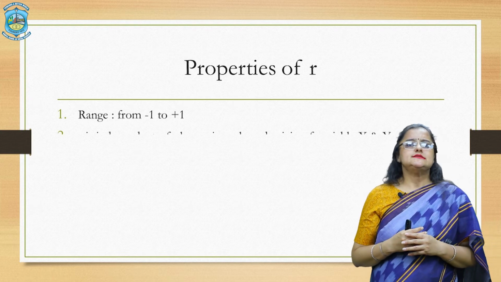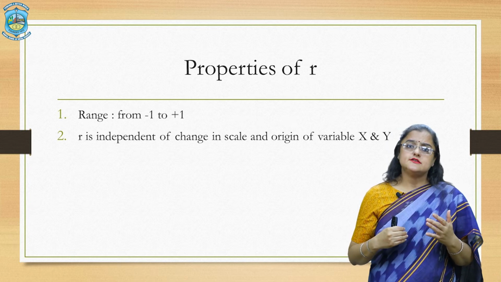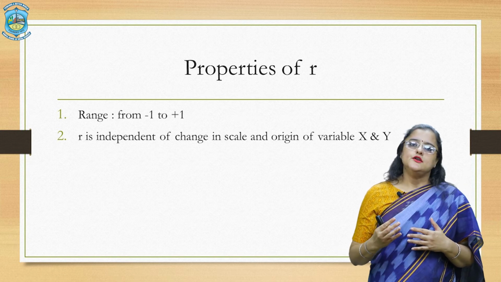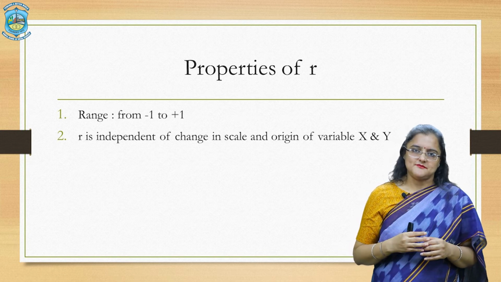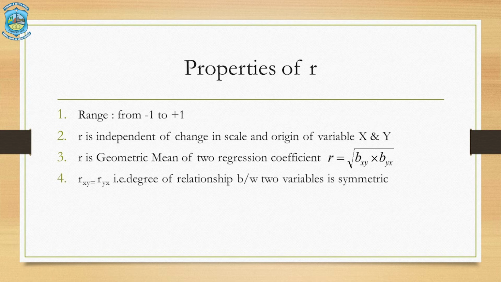The second property says that it is independent of the origin. If you shift the values or interchange the values of x and y for each other, the value of the correlation coefficient will remain the same. The third property shows the association of the regression coefficient and the correlation coefficient. The square root of the product of the regression coefficient of x on y and y on x gives you the value of the correlation coefficient. And lastly, the correlation coefficient is symmetrical, meaning if you check the relationship of x on y and y on x, it remains the same.